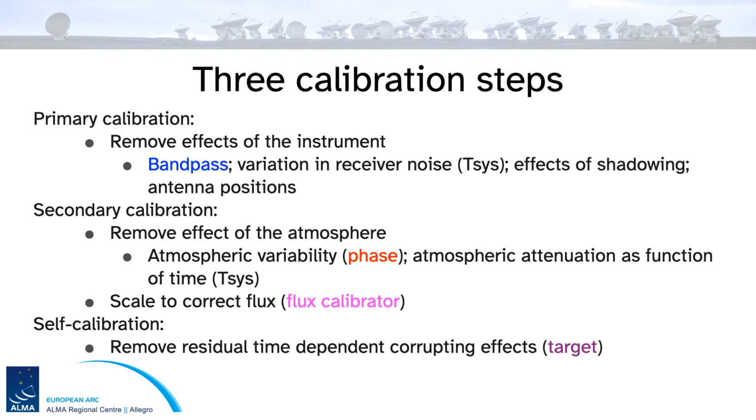Interferometry data calibration follows 3 simple steps. First, the effects of the instruments, like the bandpass shape, variations in receiver's noise, and corrected antenna positions are removed, using the bandpass calibrator and information from water vapor radiometers. Then the atmospheric influence is removed using the phase calibrator, and the amplitudes are scaled to the correct flux values, bootstrapping the correction values from the flux calibrator. In the last step, residual time-dependent corrupting effects are removed, using the target itself. This technique is called self-calibration and is discussed in a video later today.